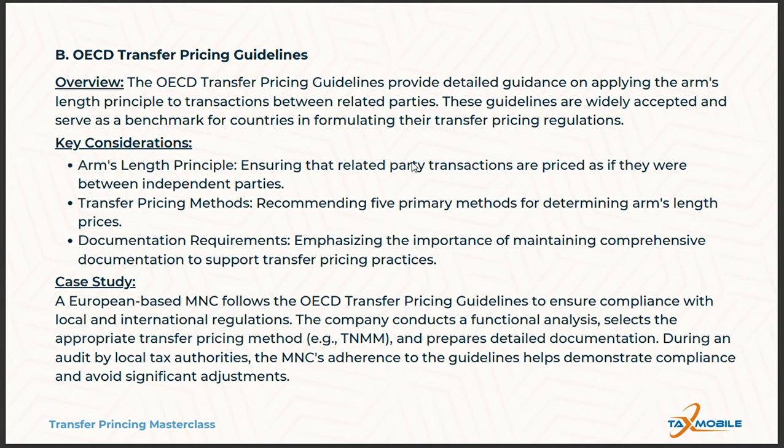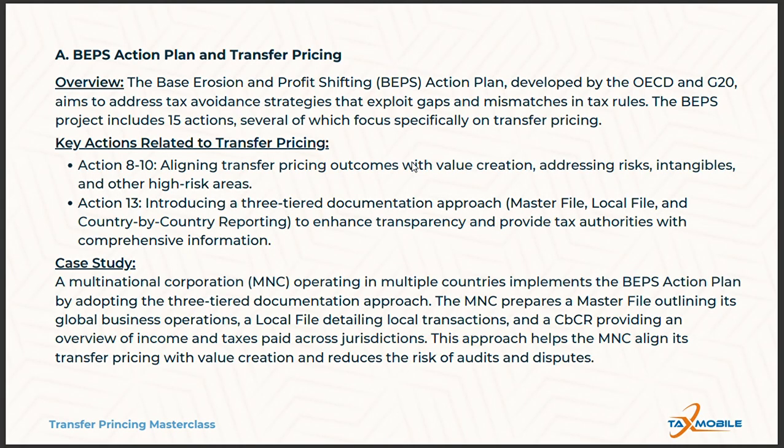So now let's examine a practical example of how a multinational enterprise might implement these BEPS actions. Let's give a case study. A multinational corporation operates in multiple countries. To comply with the BEPS action plan, it adopts the three-tiered documentation approach, which we listed above. The company prepares a master file that outlines its global operations, a local file for each jurisdiction detailing the specific intercompany transactions, and a CBCR report providing an overview of the multinational corporation's income, taxes paid, and economic activities.